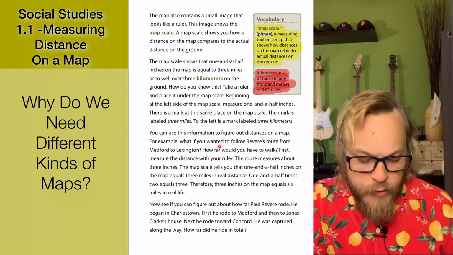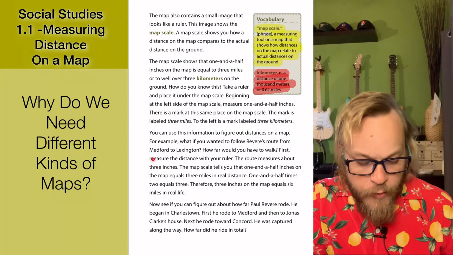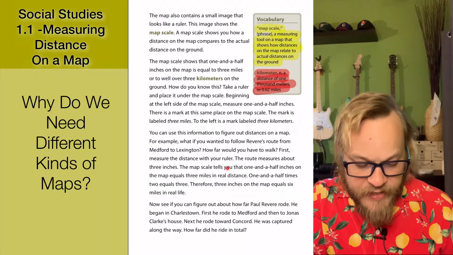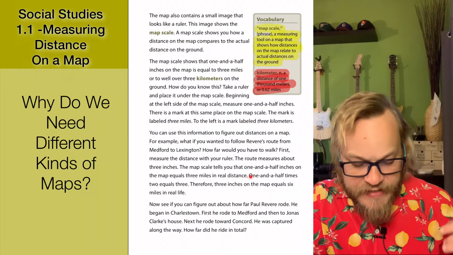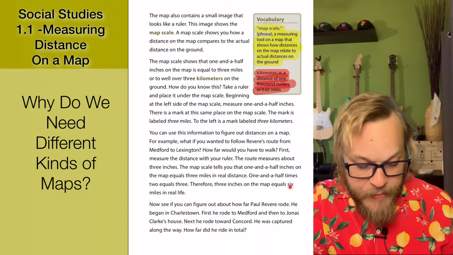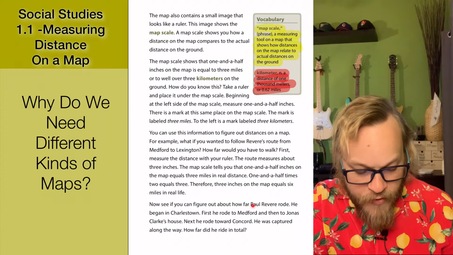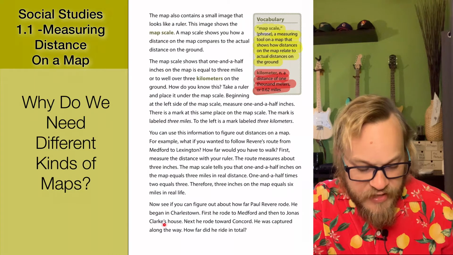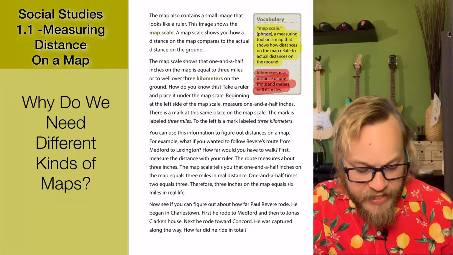For example, what if you wanted to follow Revere's route from Medford to Lexington? How far would you have to walk? Well, first you measure the distance with your ruler. The route measures about 3 inches. The map scale tells you that 1.5 inches on the map equals 3 miles in real distance. 1.5 times 2 equals 3. Therefore, 3 inches on the map equals 6 miles in real life. Now see if you can figure out about how far Paul Revere rode. He began in Charleston, and first he rode to Medford, and then to Jonas Clark's house. Next he rode toward Concord, and he was captured along the way. How far did he ride in total?